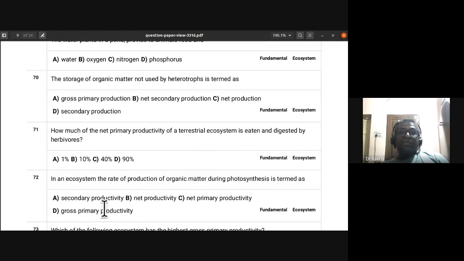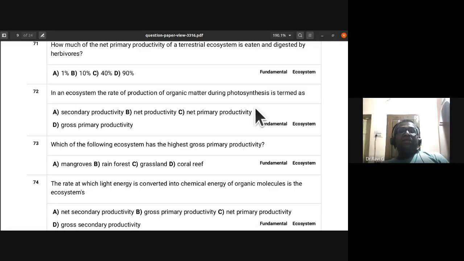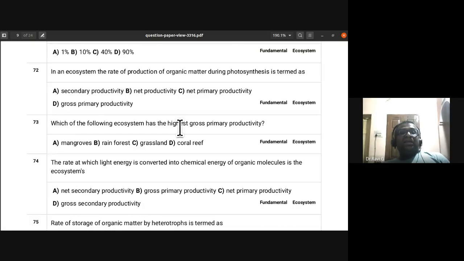So it is 10%. In an ecosystem, the rate of production of organic matter during photosynthesis is termed as what? Secondary productivity, net productivity, net primary productivity, or gross primary productivity? So the 72nd answer is gross primary productivity. The rate of production of organic matter during photosynthesis is termed as gross primary productivity.